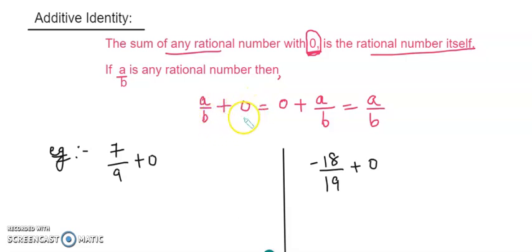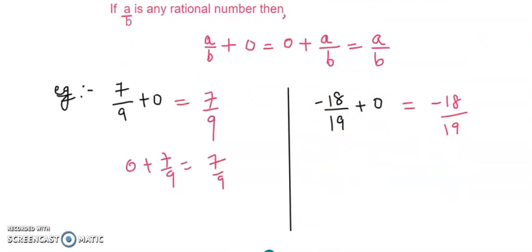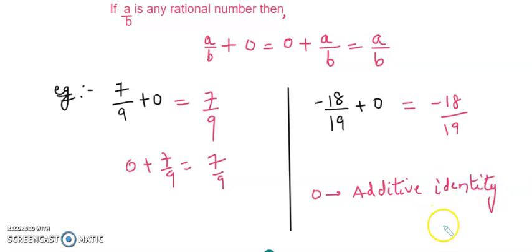Okay, so a by b plus 0 or 0 plus a by b is going to give me the same rational number a by b. Same way 7 by 9 plus 0 is going to give me 7 by 9, or 0 plus 7 by 9 is going to give me 7 by 9. Right? Even if it's a negative rational, I'm going to get the same rational number. Right? So here 0 is called what? Additive identity for any rational number. Additive, why? Because when you add 0 to the given rational number, the answer is the rational number, because 0 is not doing any change to the rational number.